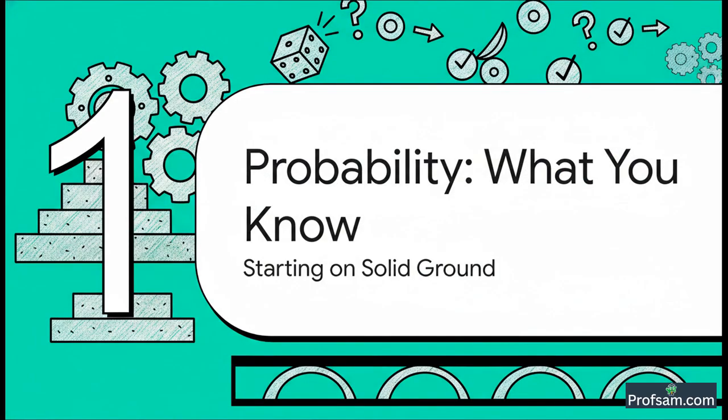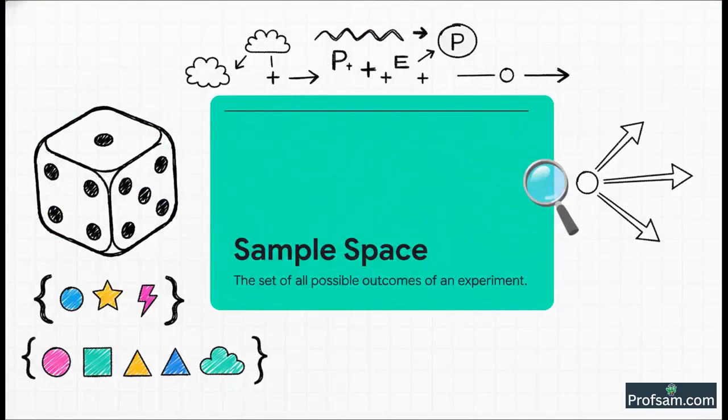Now, I know what you might be thinking. A new chapter, it's probably going to be difficult. But don't worry, we're actually starting on very solid ground. We're going to begin with some stuff you already know from Class 11. Remember this term, sample space? It's just a fancy way of saying a list of all the things that could possibly happen. You know, like when you roll a die, the sample space is just 1, 2, 3, 4, 5, or 6. Simple, right? See, you already know the basics.